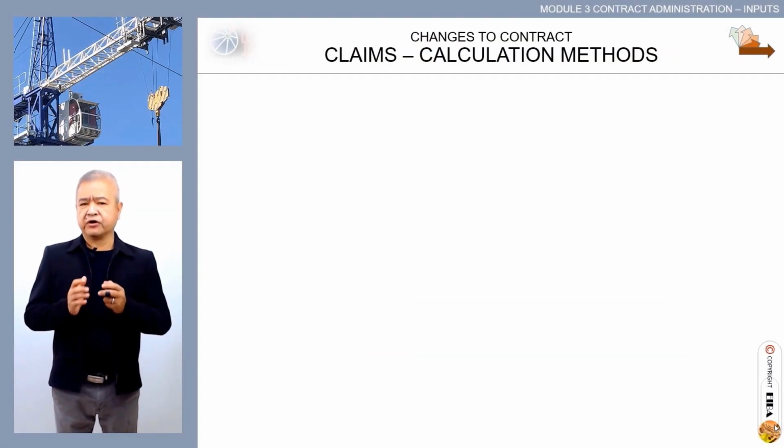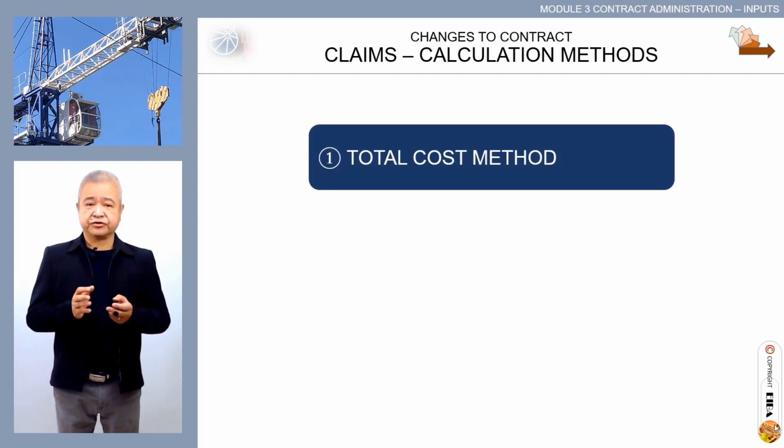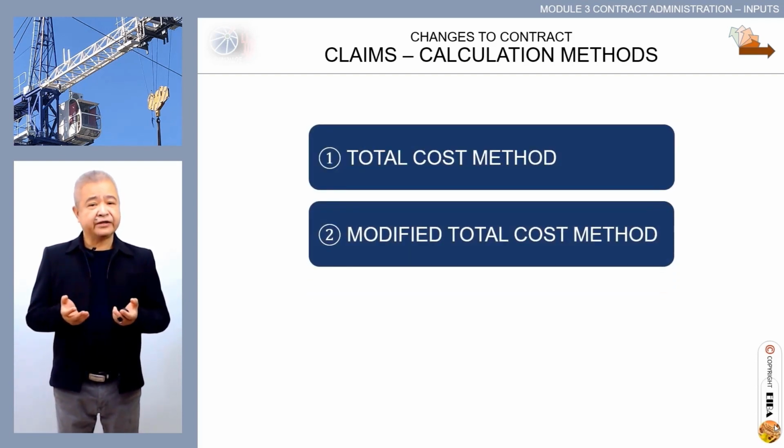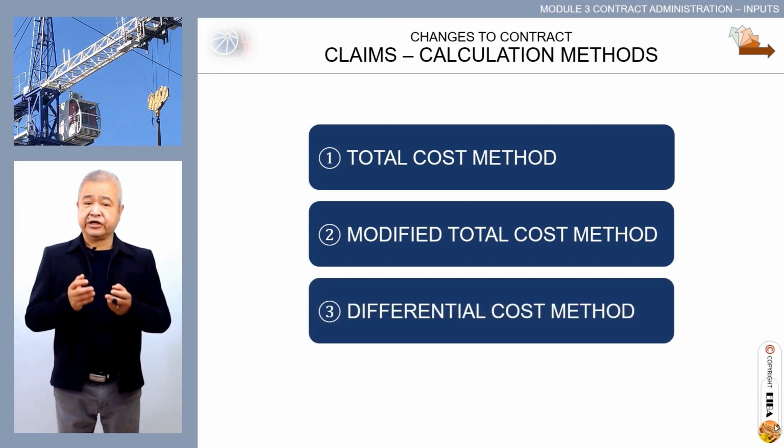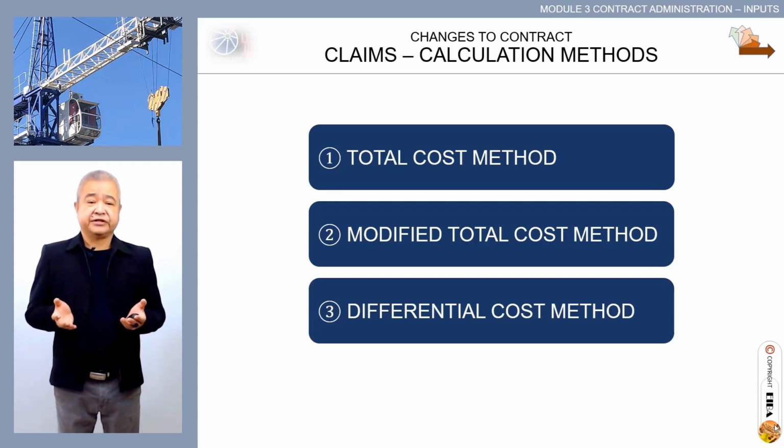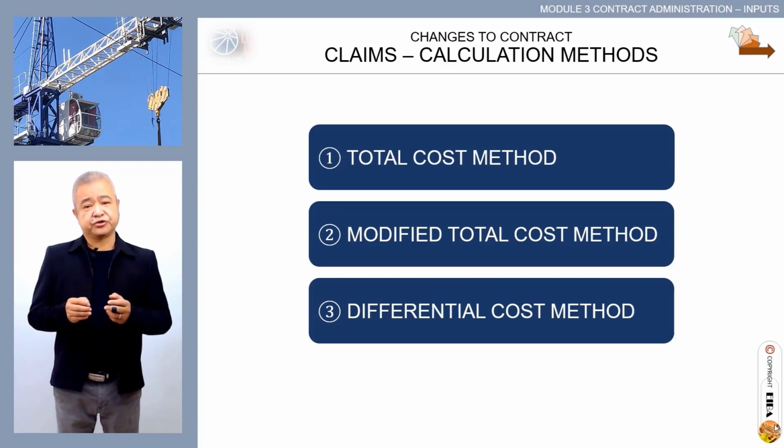Calculation methods for claims can be adopted. There are 3 available methods. First, total cost method. Second, modified total cost method. Third, differential cost method. Again, these methods should be clearly defined in the contract. In most cases, the contracting parties do not have this in mind when signing. Everybody is in a hurry to affix signatures on the contract.